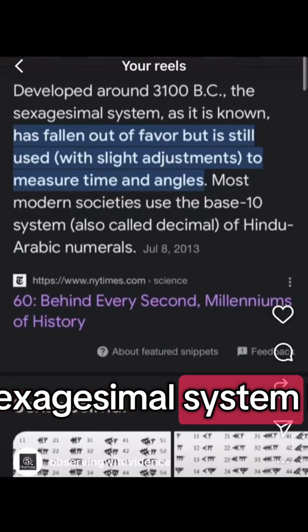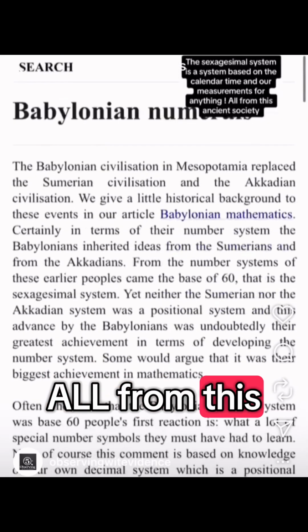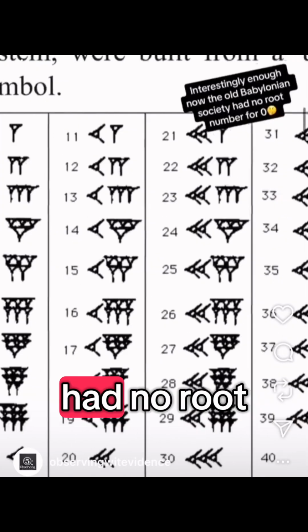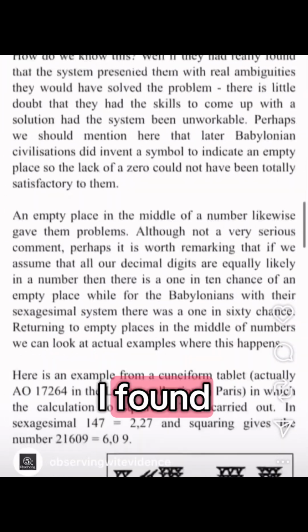The sexagesimal system is a system based on the calendar, time, and our measurements for anything, all from this ancient society. Interestingly enough, the old Babylonian society had no root number for 0. I'm going to put a video here to break down the simplest bases I found to explain how they told time.